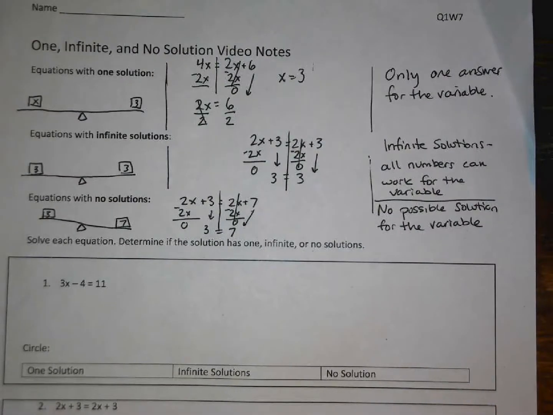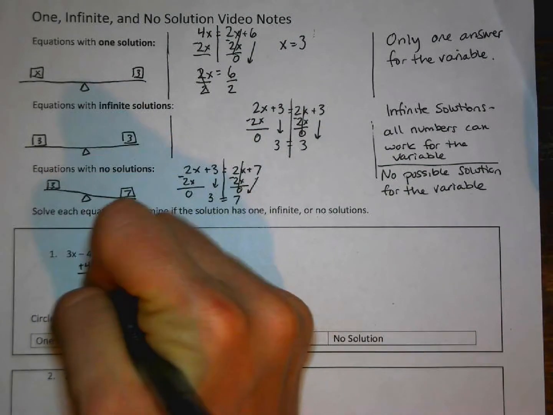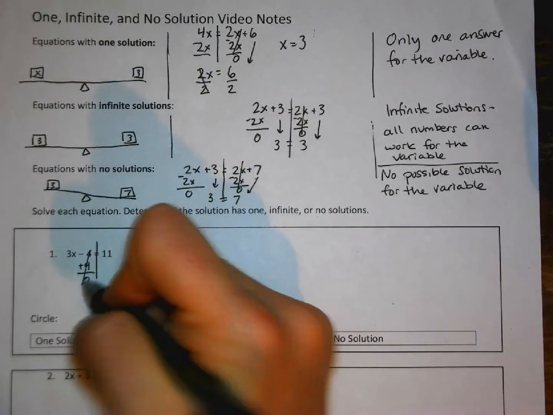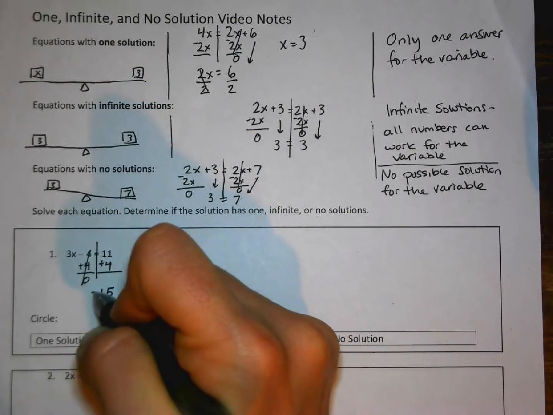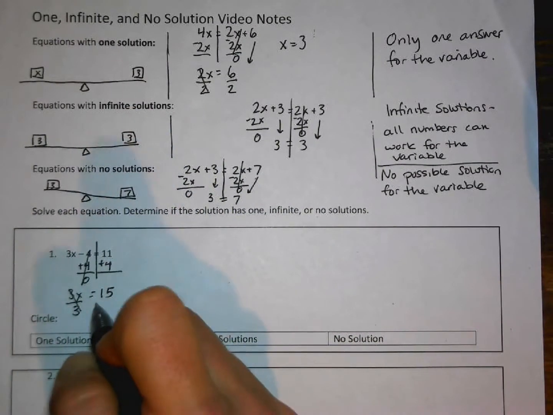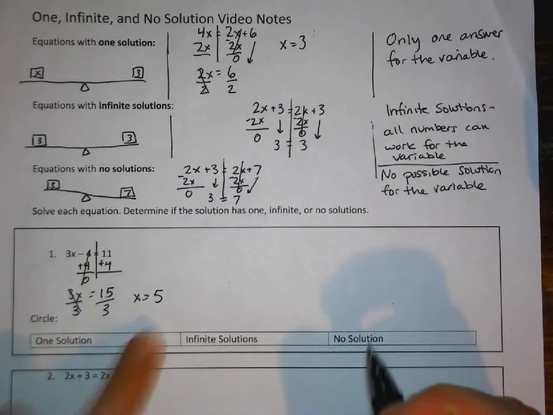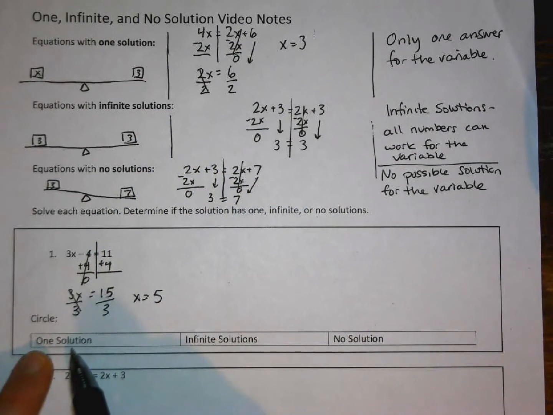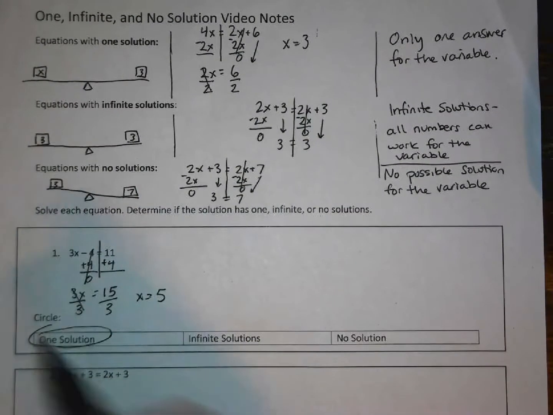So what you're going to do for this practice, we're going to do one together, is you want to solve for x. That's always what we do with equations. That has not changed. So let's go ahead and add 4 to both sides, keeping it balanced. And we divide by 3, get the x by itself, divide 15 by 3, and we get x equals 5. So then once you solve it, I want you to circle, is there one solution, infinite solutions, or no solution? And this one has one solution.